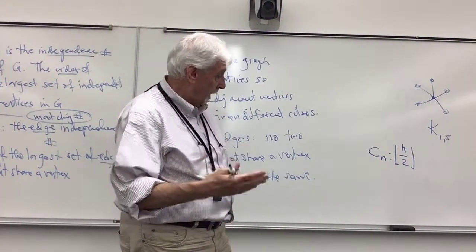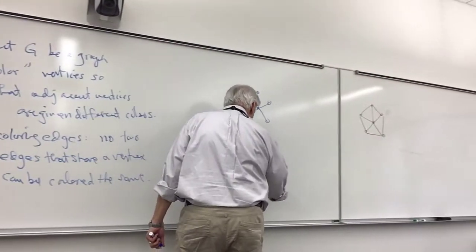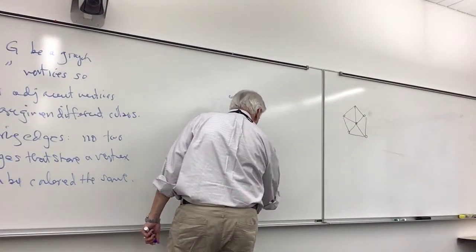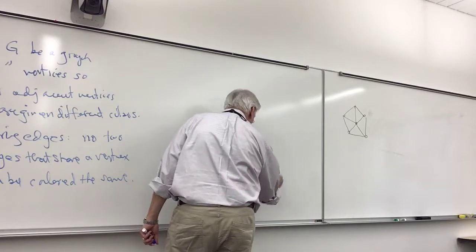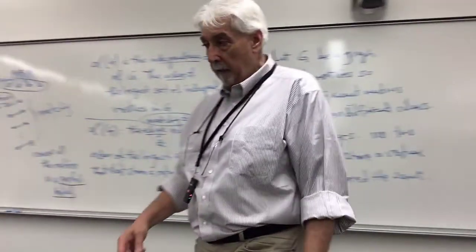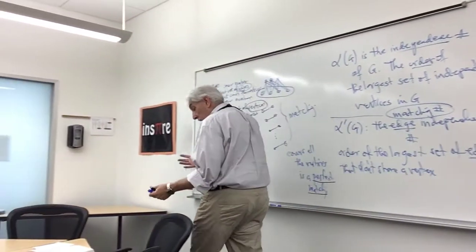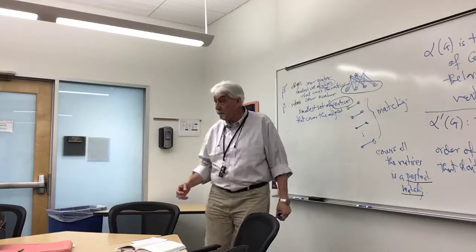Okay, every other edge doesn't share a vertex. Just to remind you, for C5, if I take every other edge, they don't share a vertex. Okay, so the vertex independence and edge independence, they're the same.